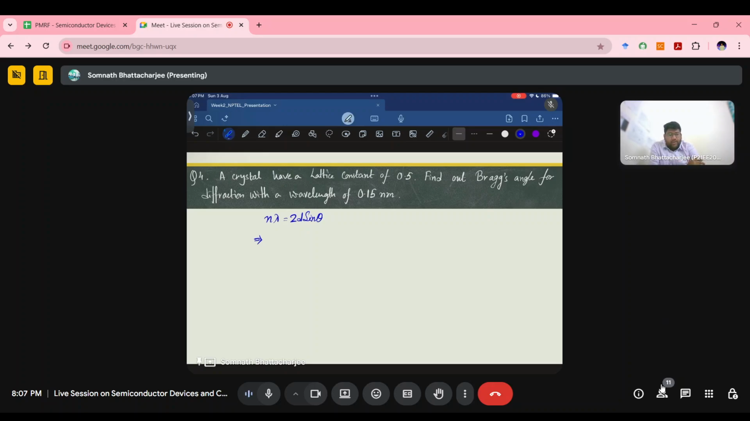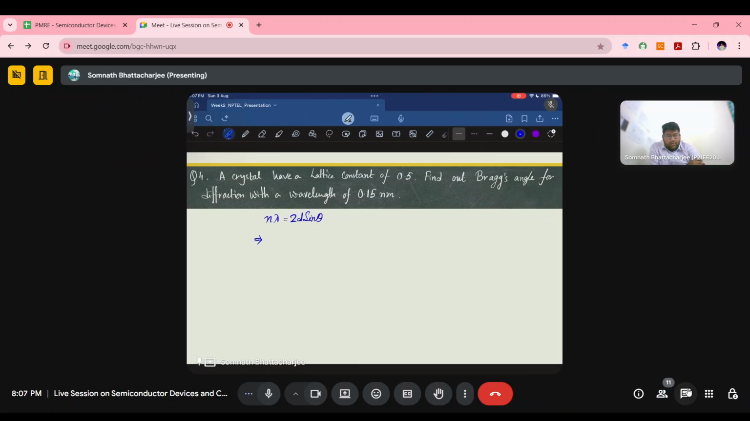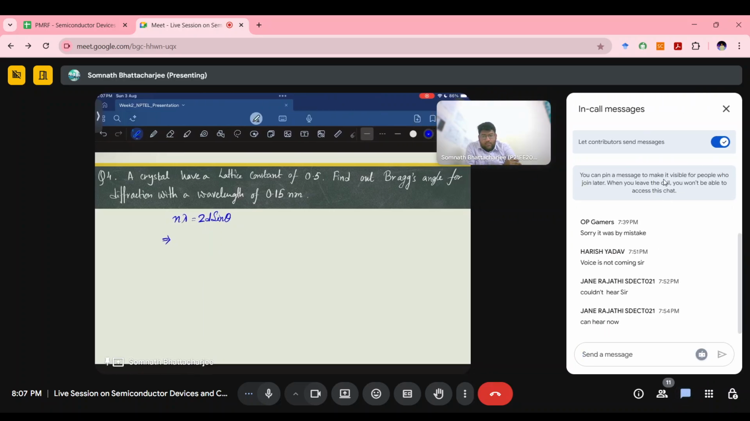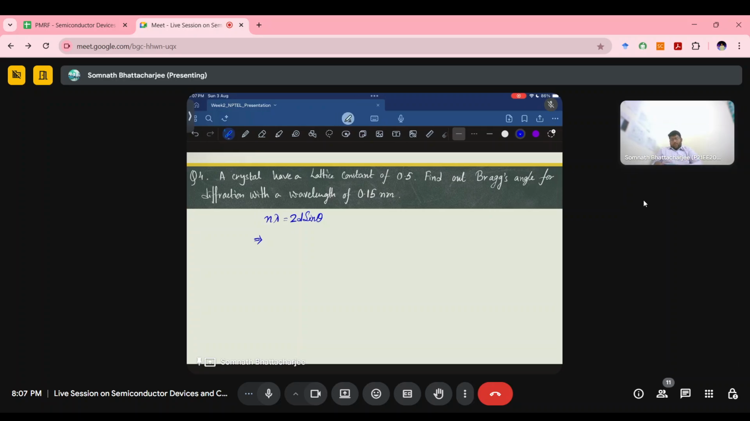Please try to solve this, because it's a very easy one. You just have to put the numbers directly, nothing else. Sine theta is nothing but n lambda by 2d. So we know the value of n, we know the value of lambda, we know the value of d. That's it.